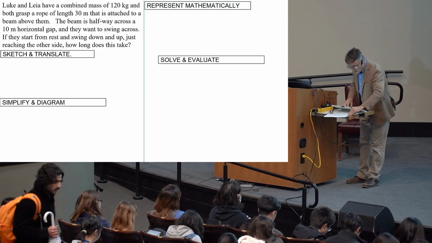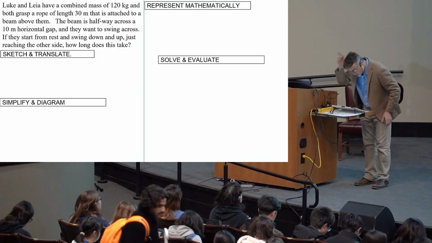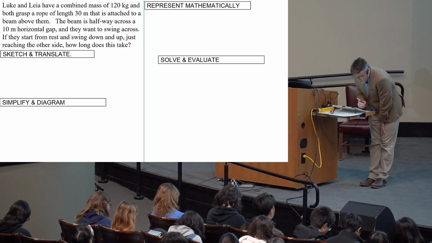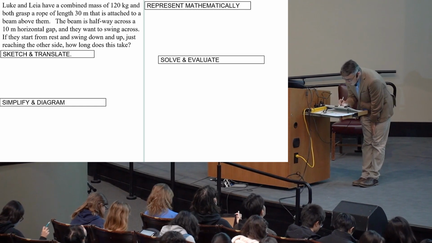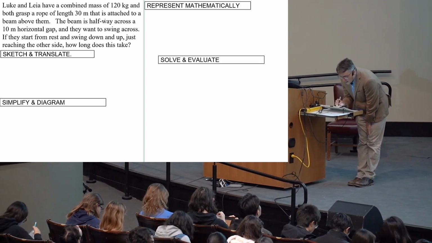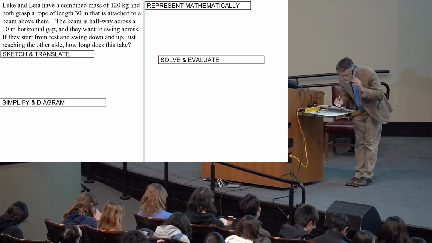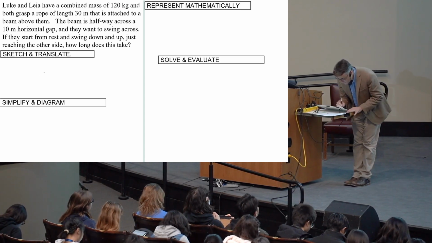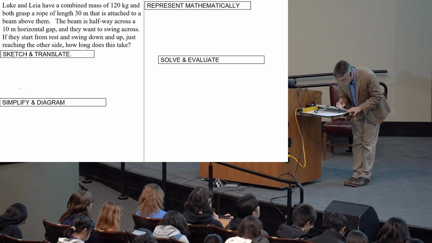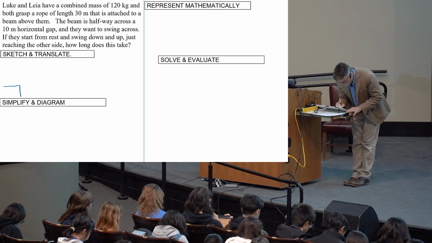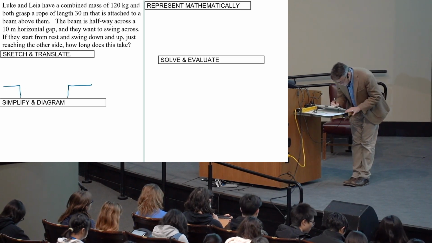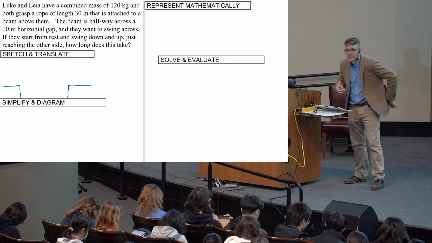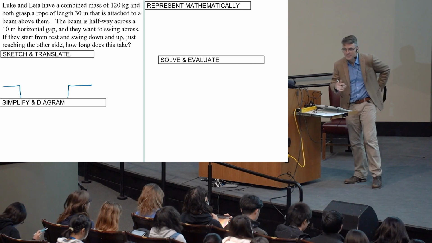Okay. This was one I was going to do last time, which is basically a pendulum problem from chapter 10. Luke and Leah have a combined mass of 120 kilograms, and both grasp a rope of length 30 meters that is attached to a beam above them. Then they swing across a 10-meter horizontal gap. I don't know if you've seen the movie, but basically there's a gap, with no safety guardrails or anything like that, because they don't build those on Death Stars.